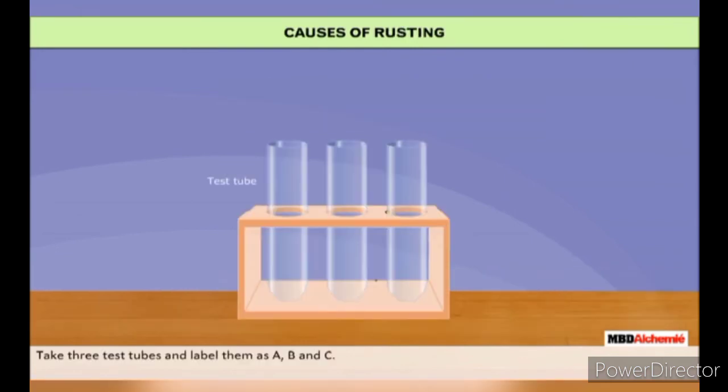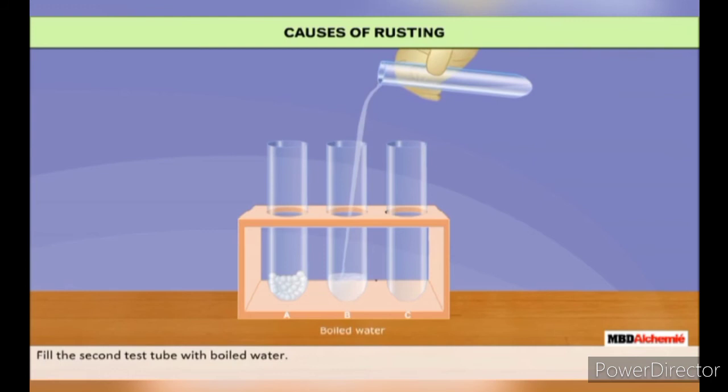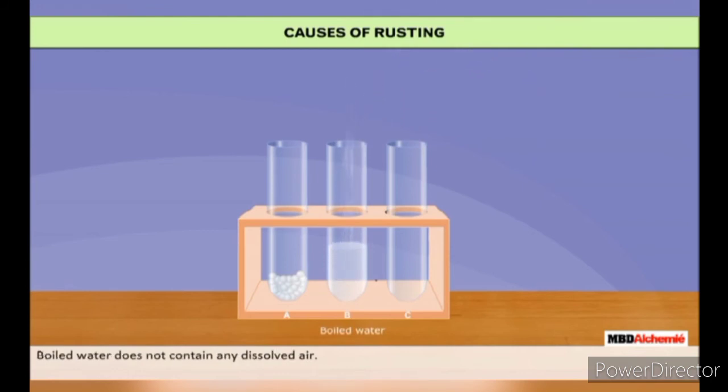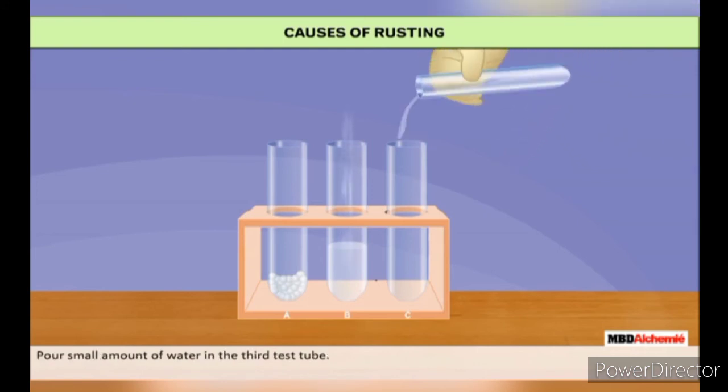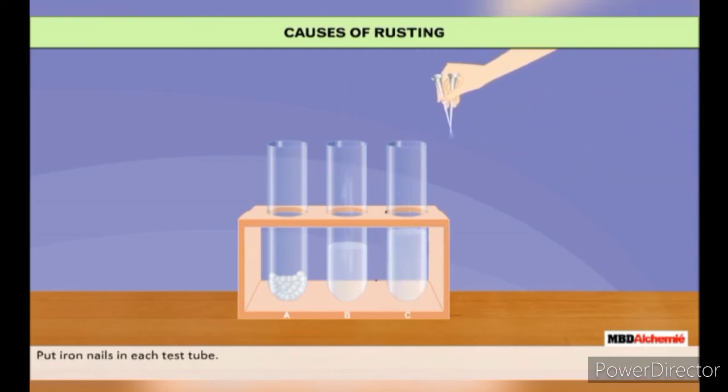Take 3 test tubes and label them A, B and C. Place small amount of calcium chloride in the first test tube to dry the air. Fill the second test tube with boiled water. The boiled water will not contain any dissolved air. Pour small amount of water in third test tube. Put iron nail in each test tube.